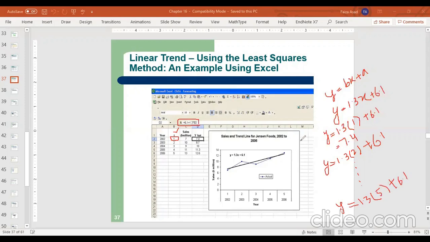So let's move on to the next slide. But before moving on, let's interpret this slope because it's important. So 1.3 tells us that sales increased at a rate of $1.3 million per year. So each year, sales are increasing at the rate of 1.3 million. Let's move on to the next slide.